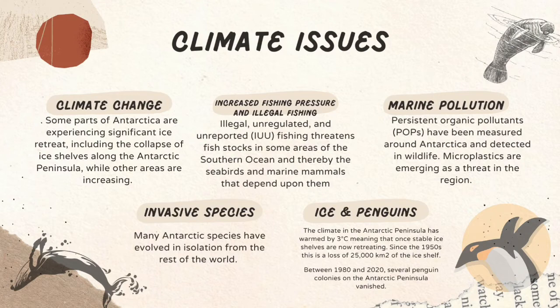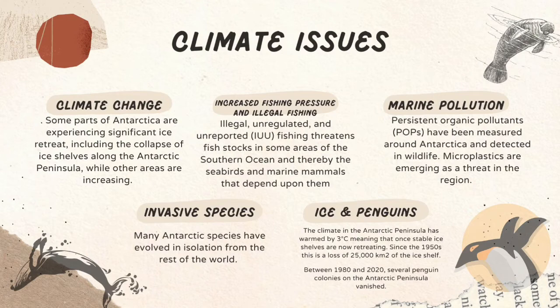Next is marine pollution. Persistent organic pollutants, or POPs, have been measured around Antarctica and detected in wildlife. Microplastics are emerging as a threat in the region. Increasing quantities of plastic are washing up on the Antarctic coastline and sub-Antarctic islands.